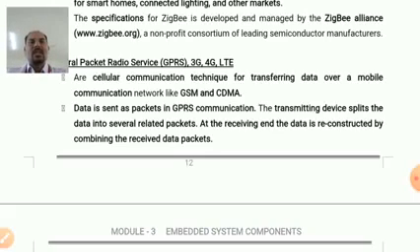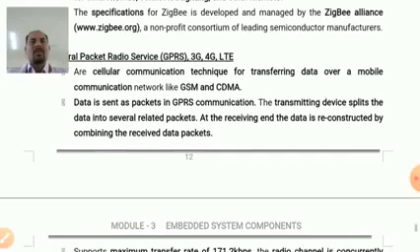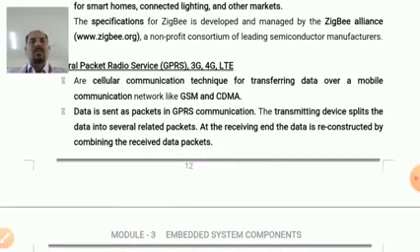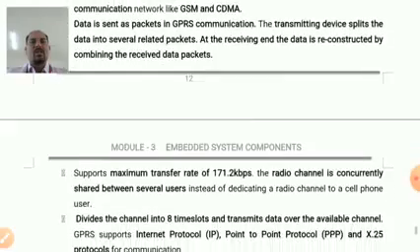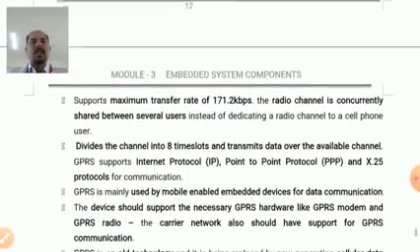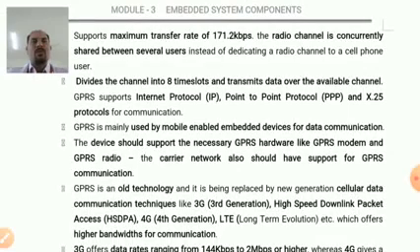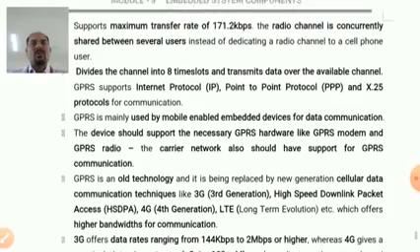The data is sent as packets in GPRS communication. The transmitting device splits the data into several related packets. At the receiving end, the data is reconstructed by combining the received data packets. It supports a maximum transfer rate of 171.2 kilobits per second. The radio channel is concurrently shared between several users. It divides the channel into 8 time slots and transmits data over the available channel. It supports Internet Protocol, point-to-point protocol, and X.25 protocol.